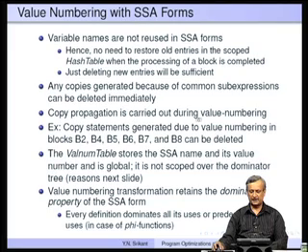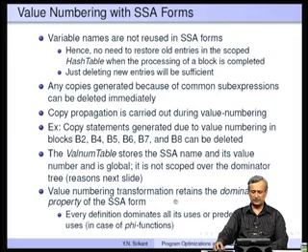Copy propagation is carried out during value numbering itself, the way I just now mentioned. So, copy statements generated due to value numbering in the blocks B2, B4, B5, B6, B7, B8 can be deleted. We are going to see how the deletion happens. The valnum table stores the SSA name and its value number, and is a global table. It is not scoped over the dominator tree. I will show you the reasons for it very soon.